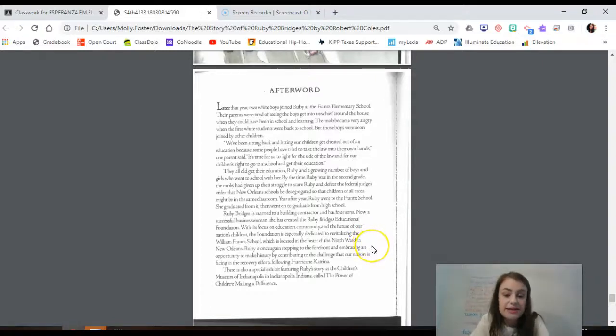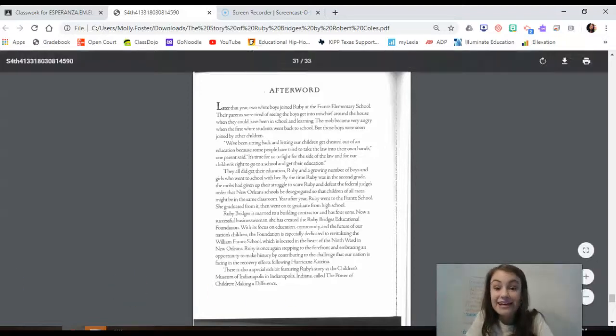Ruby is once again stepping into the forefront and embracing an opportunity to make history by contributing to the challenge that our nation is facing in the recovery efforts following Hurricane Katrina. There is also a special exhibit, which is a place in like a museum, featuring Ruby's story at the Children's Museum of Indianapolis in Indianapolis, Indiana, called The Power of Children, Making a Difference.